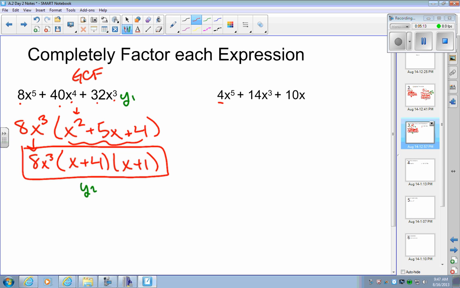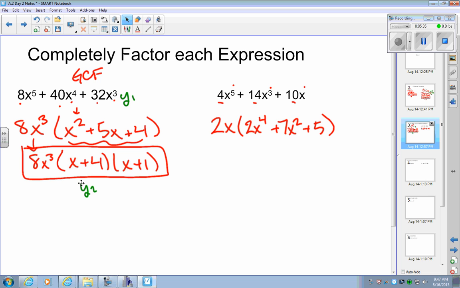This next one, 4, 14, and a 10. They all have a 2 in common. You get an x to the 5th, 3rd, and an x. You can only take out the smallest amount. See what's left. Okay, nothing you can do with the 2x, so we're going to copy that down.